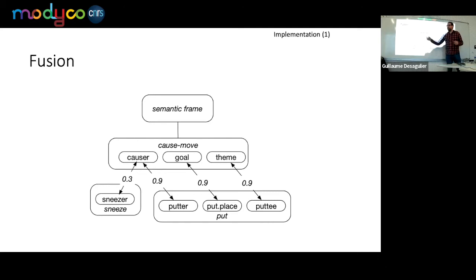So a causer is a complex prototype that you can flexibly match with something. So when you have something like putter, put place and put thing, right? These are specific ones, but they will fit to a certain extent into these slots, and you can figure out on the fly what the best fit is. And so that's how fusion can work. Okay.